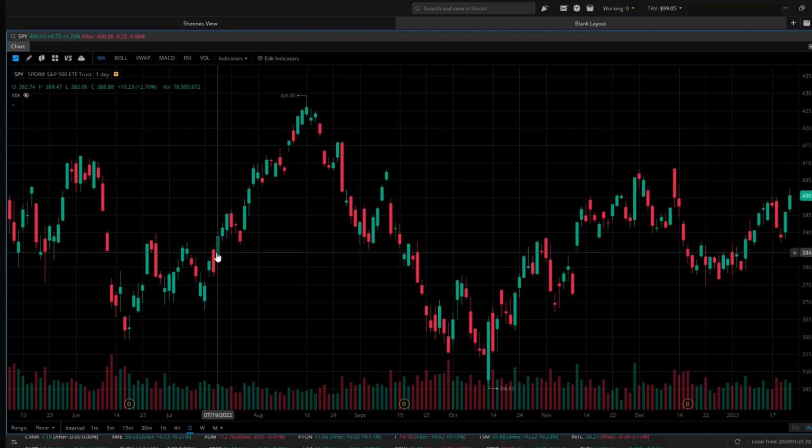The reason why it's green is because it closed higher than it opened. Remember, we said it opened at 382.74. So 388.88 is higher than the 382.74. It also lets me know what the volume is.